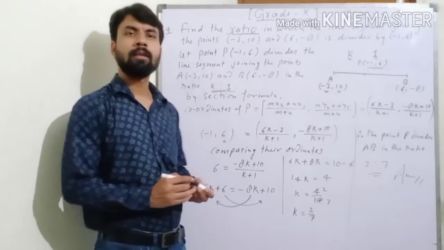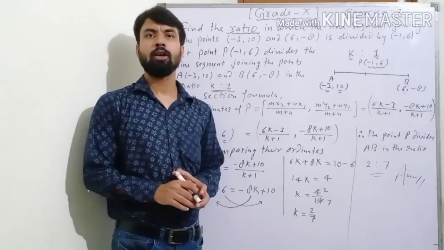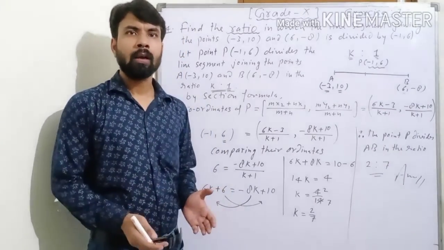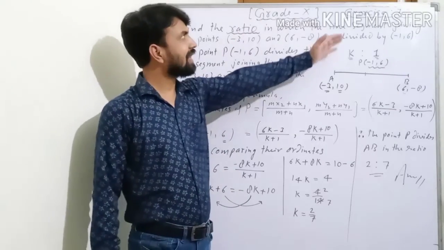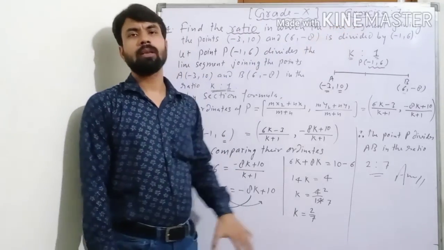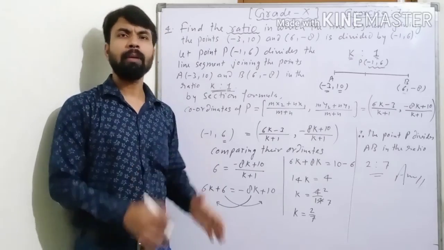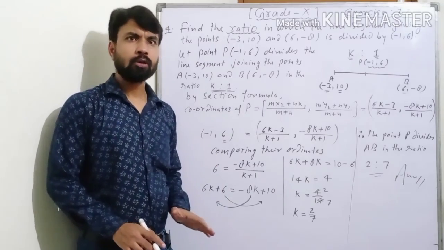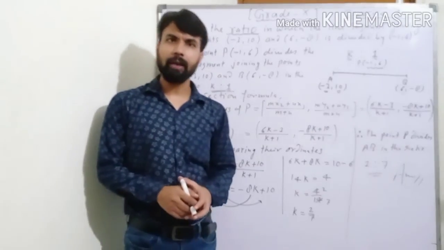So students, the remaining questions you have to try at home. The whole exercise 7.2 depends on the section formula and midpoint formula. Clear? So the remaining sums you can try at home.